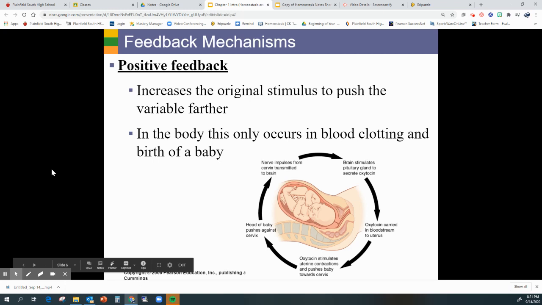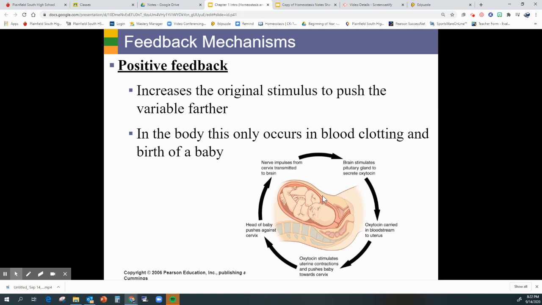Positive feedback systems, on the other hand, increase that original stimulus. That's the big difference. Negative systems shut off that original stimulus. Positive feedback systems increase it, meaning they're trying to push that stimulus further along to other systems. So the example that you're seeing here is childbirth. Our only real two examples of this process are blood clotting and childbirth.